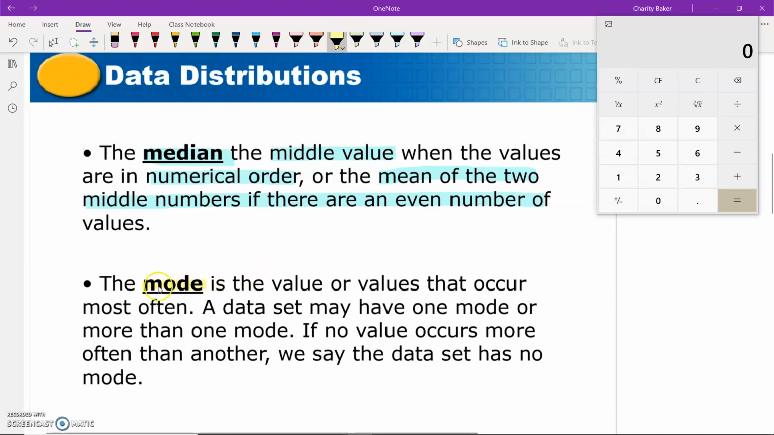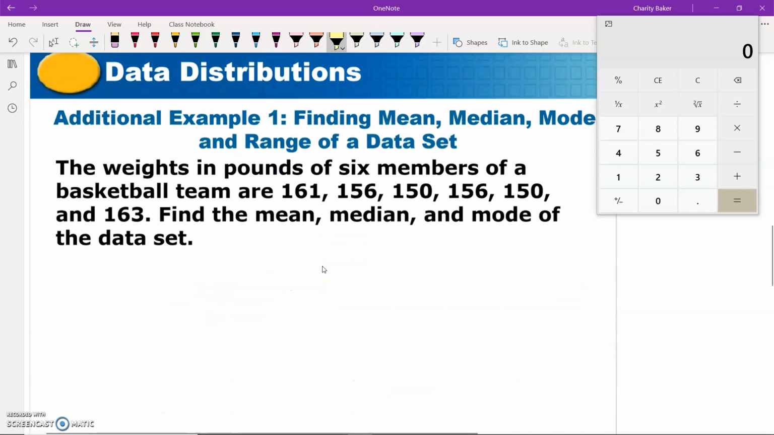The mode is the value or values that occur the most often. A data set can have 0 modes or 1 or several. So we'll talk about that as well when we do some exercises. So let's try this first exercise here. Finding the mean, median, and mode. Oh, and range. We're not going to find the range right now, so just ignore that.